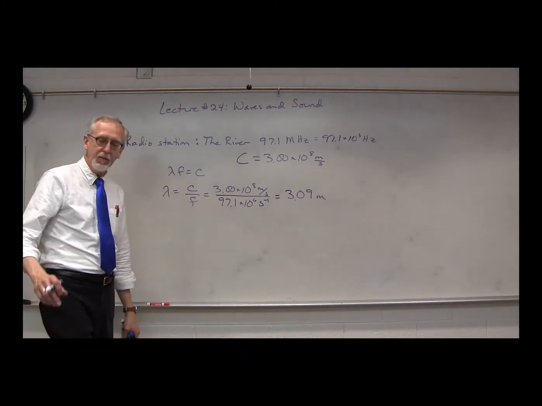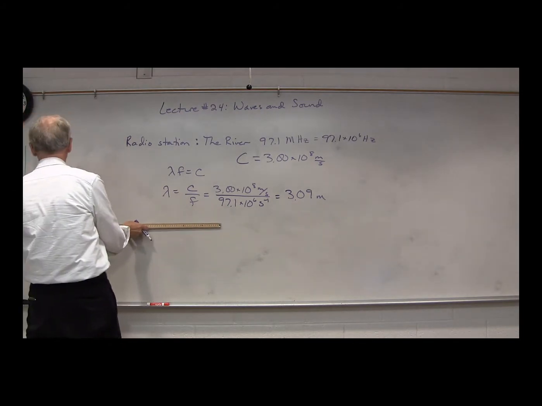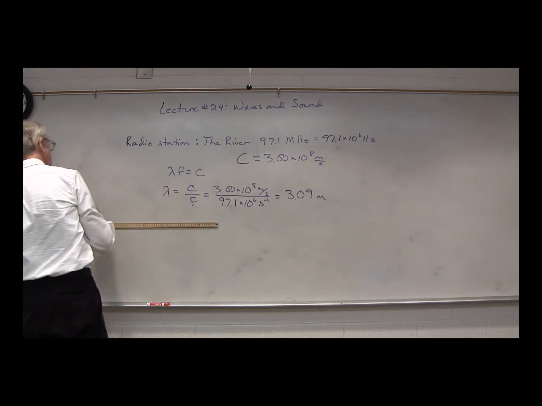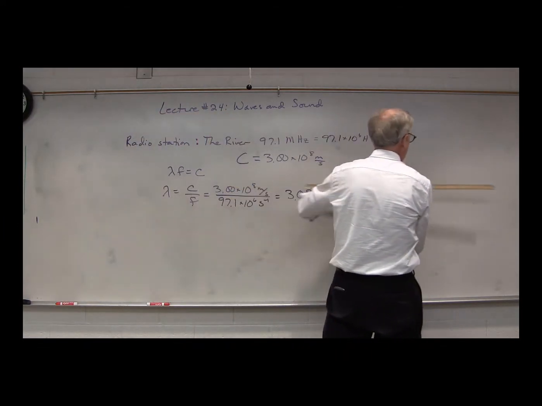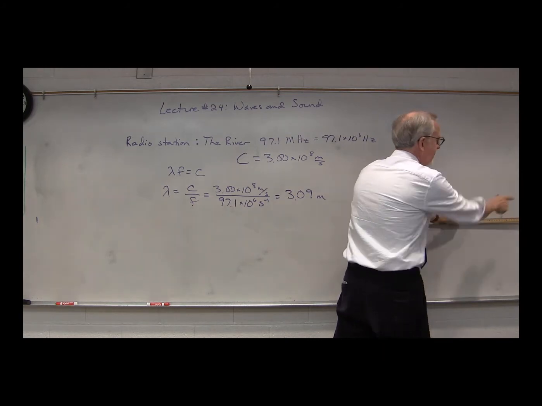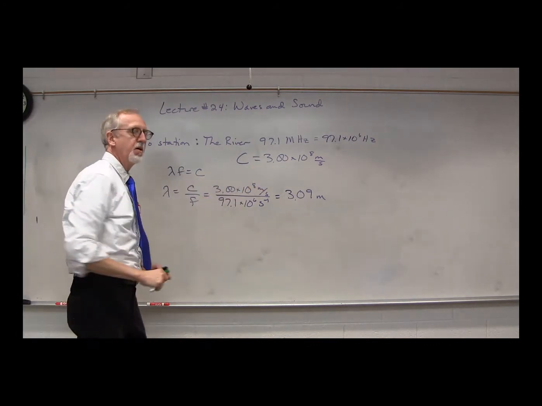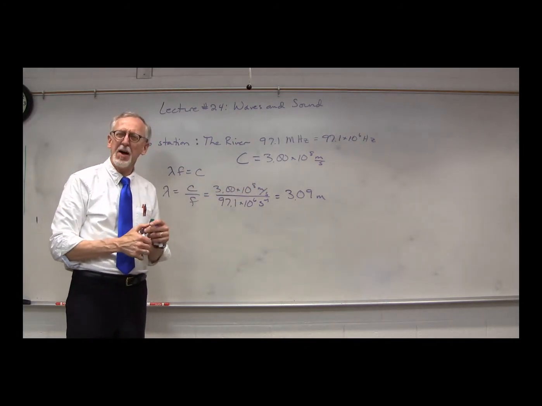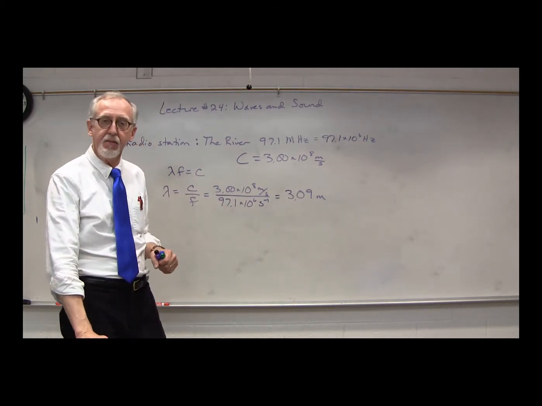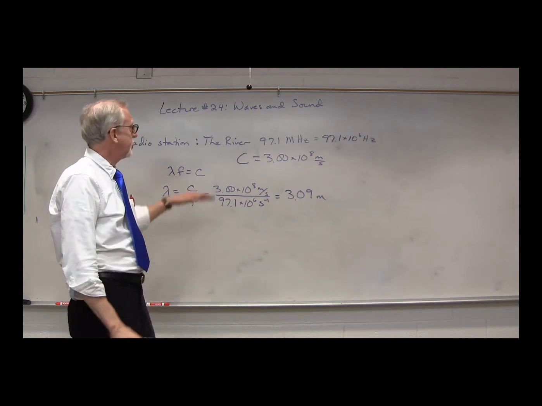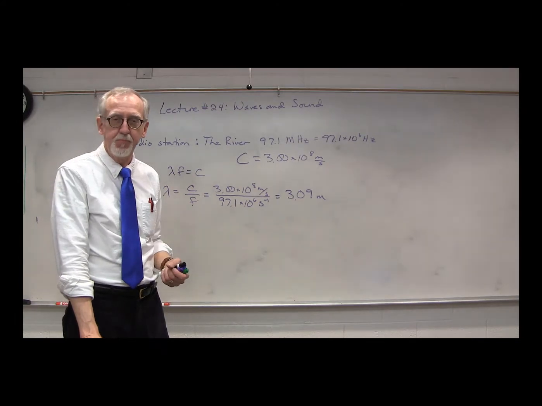3.09 meters. Well, that's about 1, 2, 3, just a bit out of the screen, I'm afraid. Just about the size of our screen view here is just about 3 meters, a little bit more, 3.09 meters. So that is about the length of the wavelength of the wave that's used by the River 97.1 that carries its signal. Okay, great.